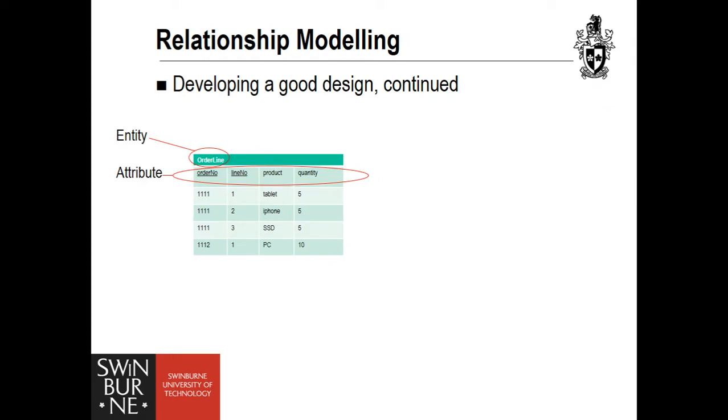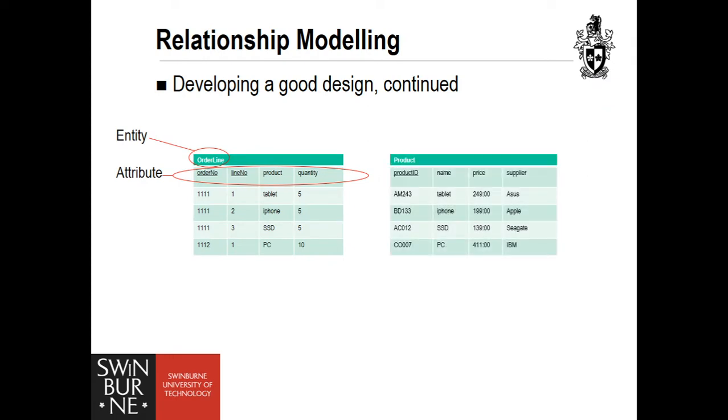Okay, relationship modeling. It is very important to develop a good design. We need to know, when I say entity, what is an entity? It is basically the name of the table. Attribute, like order number, line number, product quantity, we can consider as an attribute.